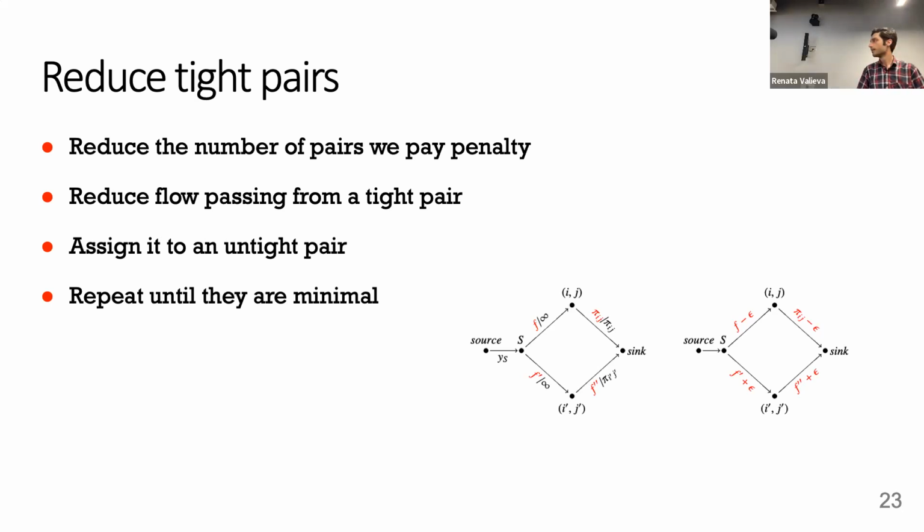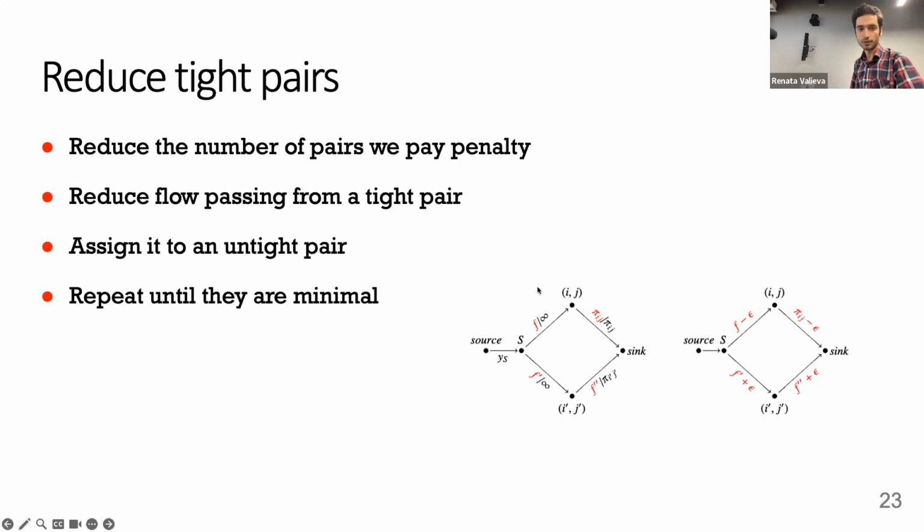In this final step, we only try to minimize the number of pairs whose penalty we are going to pay. As I said, we only pay the penalty for pairs that were tight. Here we check if there is a pair, for example IJ, that is tight, and if there is a pair I'J' that is not tight, and if we can pass epsilon flow from pair IJ to pair I'J'.